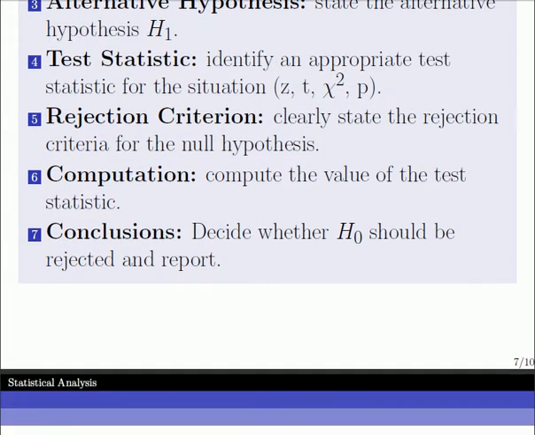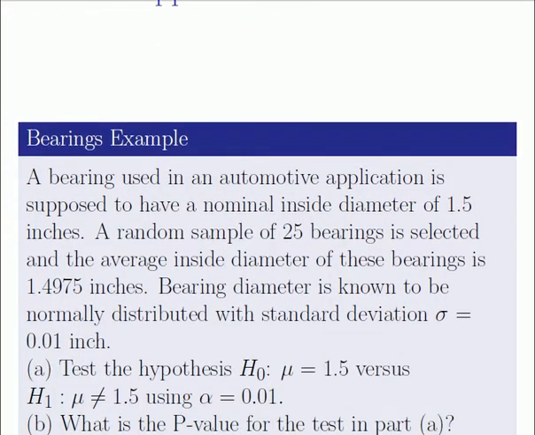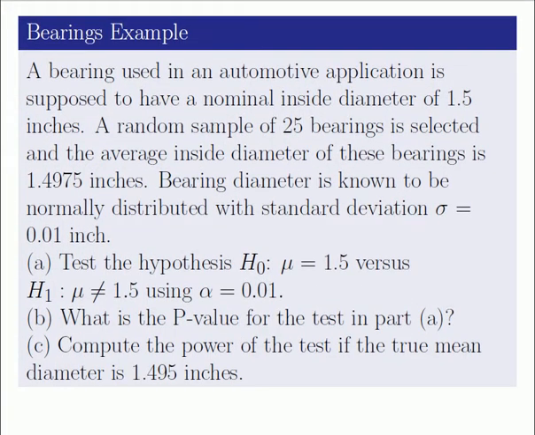Let's read an example together as a practical application. So an example of an automotive application. A bearing used in an automotive application is supposed to have a nominal inside diameter of 1.5 inches. A random sample of 25 bearings is selected, and the average inside diameter of these bearings is 1.4975 inches. So your mu is 1.5 clearly, and your x bar is 1.4975.